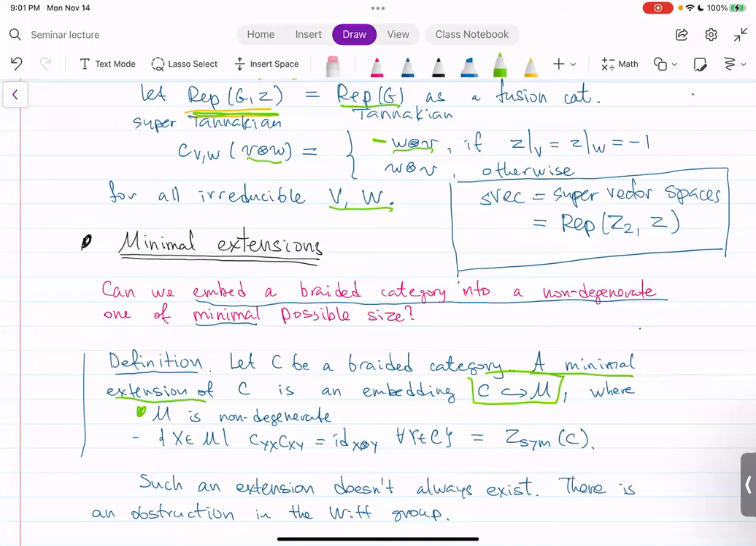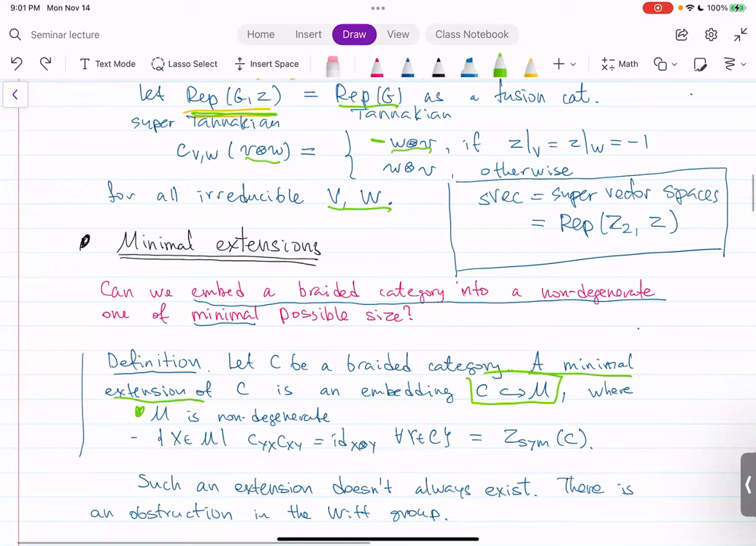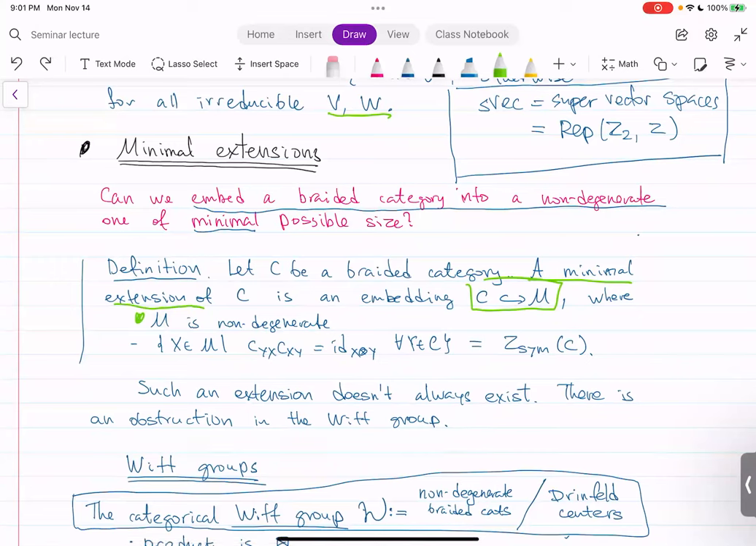Now, if it didn't happen, that is to say, the only objects that have trivial squared braiding with objects of C are those that were already there in the symmetric center of C, we say that such an extension is minimal. In other words, we do not create any additional trivialities of the braiding. So such an extension is called minimal. Now, the problem, however, is that such an extension does not always exist. It's not always possible to produce such an extension, and there is an obstruction which I'm going to discuss next.